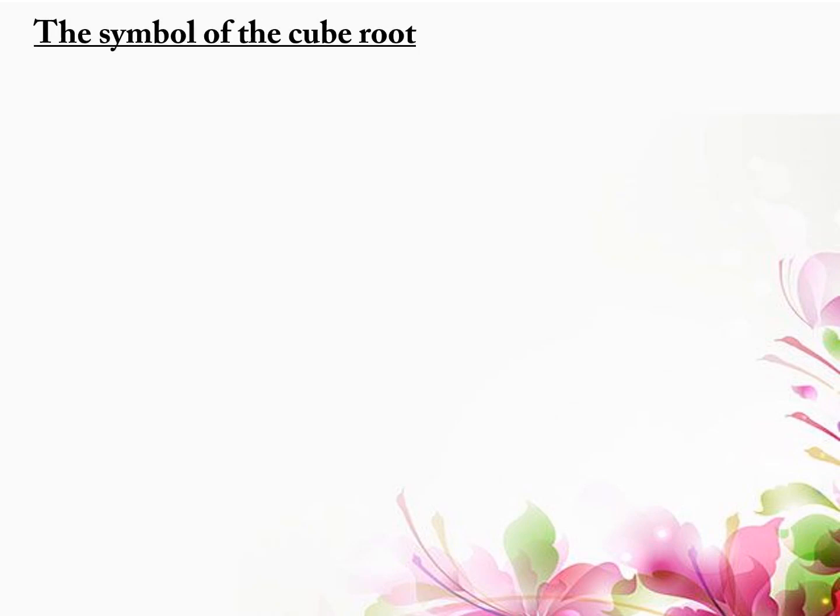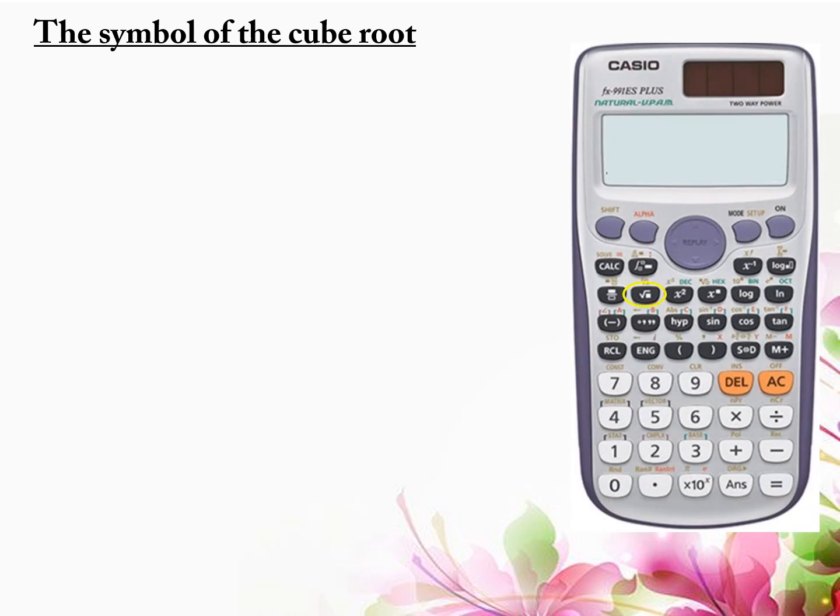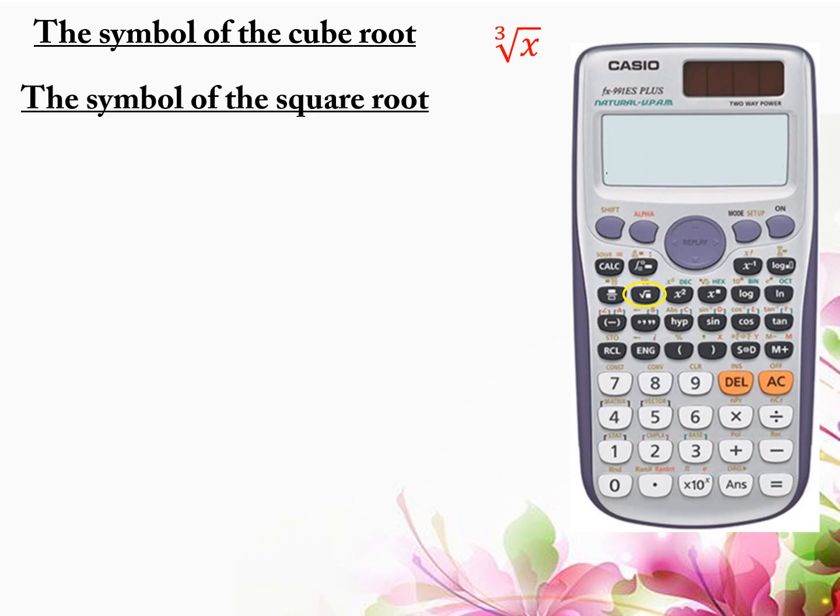First of all, let's recognize the symbol of the cube root. Using the calculator, we will click shift and square root. We learned before the square root of the rational number, but if we want to find the cube root on the calculator, we will press shift and square root, and this is the symbol of the cube root, like the symbol of a square root.